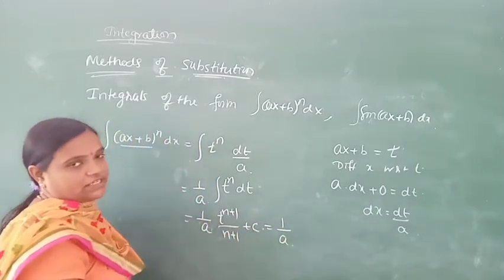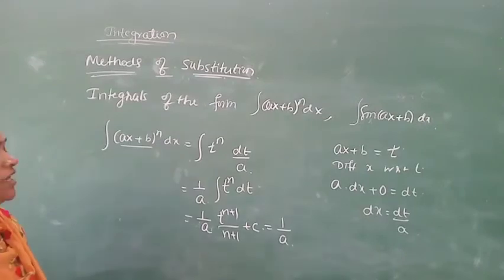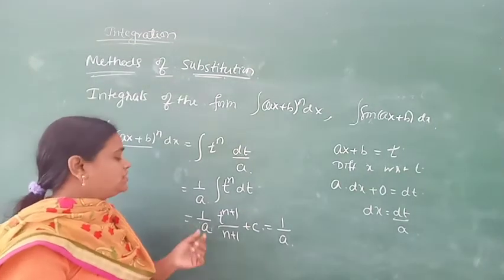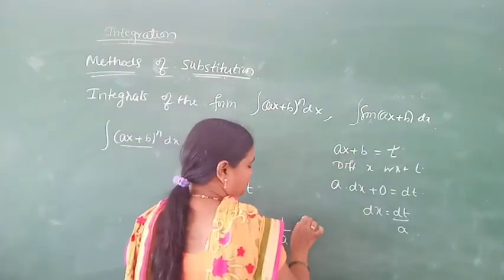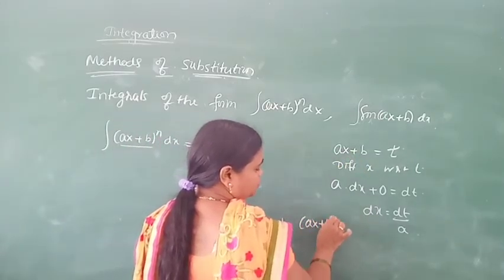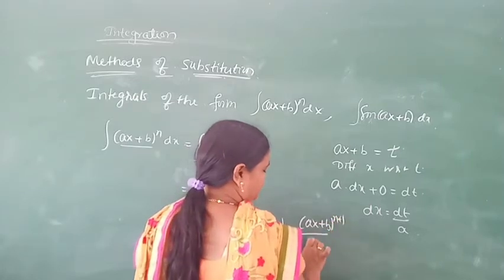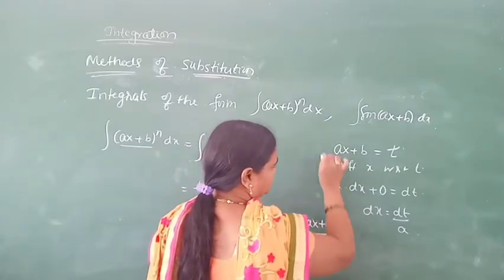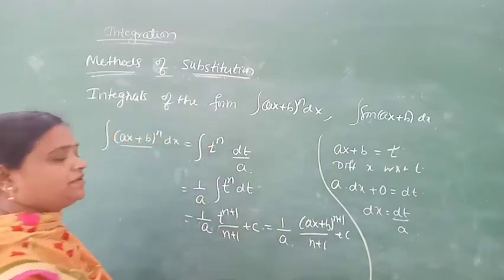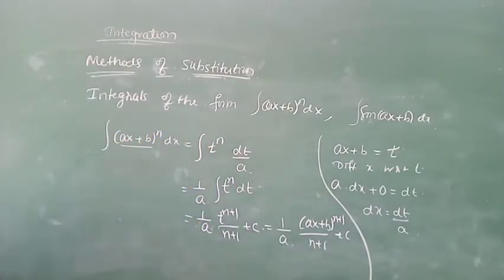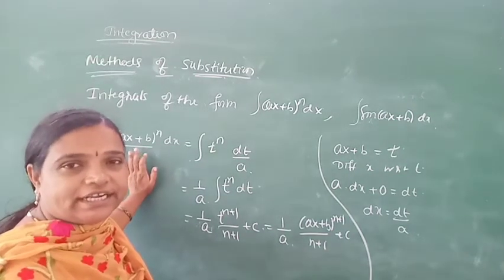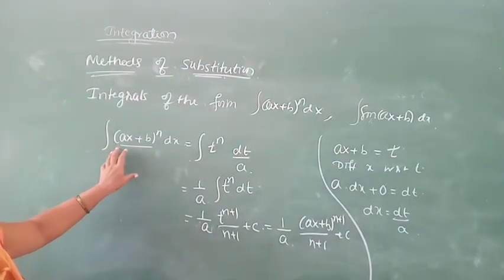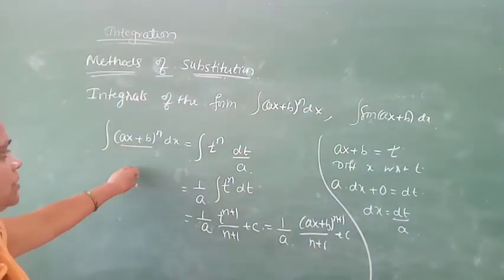What is our t? Please remember that after doing the integration, we have to substitute the value of t. The value of t is what here? ax plus b. We have to write 1 by a, ax plus b to the power n plus 1 by n plus 1, plus c. In this way we can do the method of substitution. Means if it is in the form of a function, we can't do the integration directly. Whatever is given, we take that as the substitution.